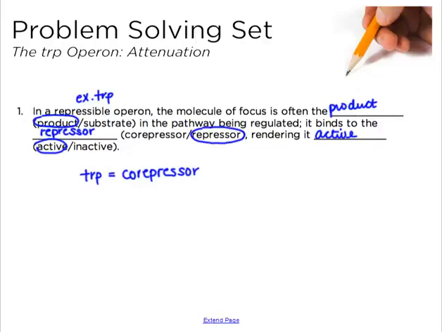So in this case with tryptophan, a cell will continually make tryptophan. It will have their trp operon be expressed. But if there's enough tryptophan in the cell from outside, or they just made enough, then the excess tryptophan will bind to the repressor protein, which will then bind to the operon and stop transcription.